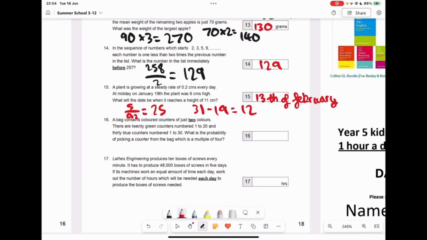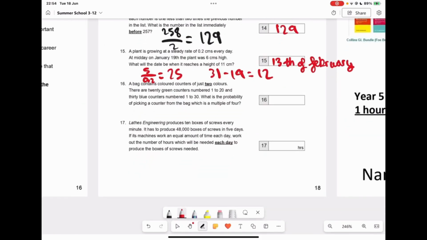So then, question 16. A bag contains coloured counters of just 2 colours. There are 20 green counters numbered 1 to 20, and 30 blue counters numbered 1 to 30. What is the probability of picking a counter from the bag which is a multiple of 4? Okay, so we know that there are 2 colours: 20 green, numbered 1 to 20, and 30 blue.